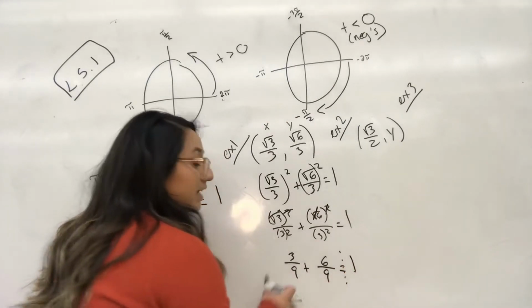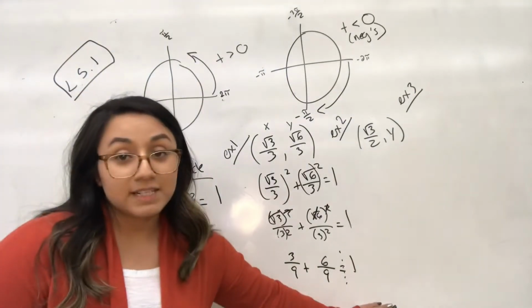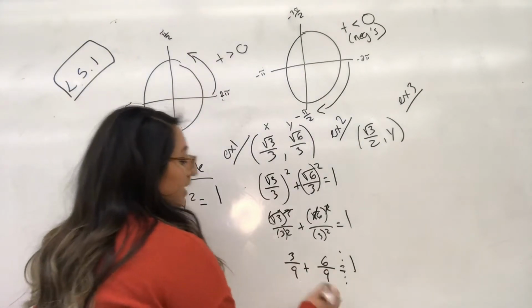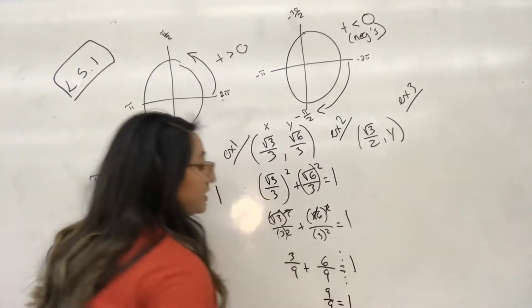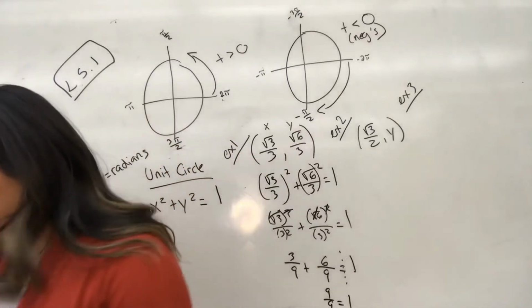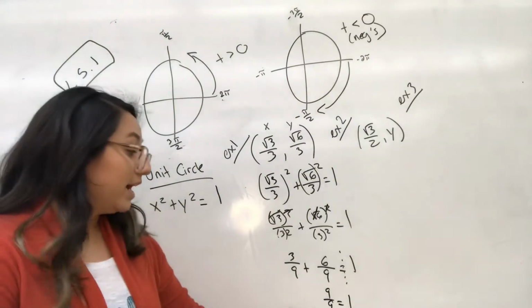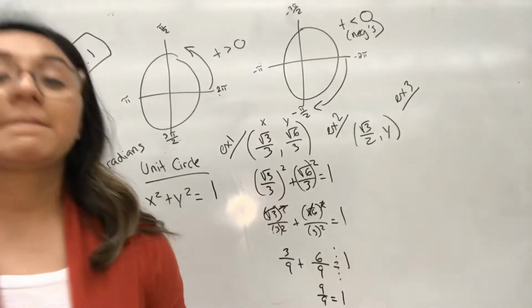And keep in mind, left side, right side, it's an equation, so make sure your left side is equal to your right side, and they equal 1. So 3 over 9 plus 6 over 9, when you add them together, you get 9 over 9, and that statement is true. Here it says show that that point's on a unit circle. Your work is showing why it's a unit circle. So right there. Next one.